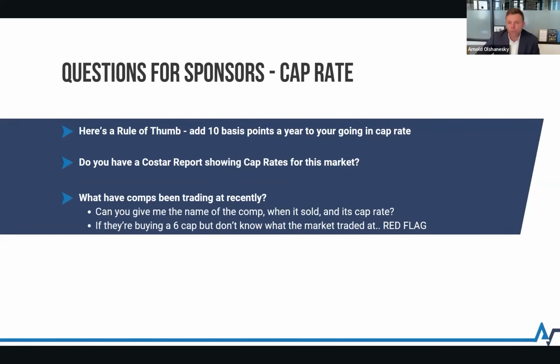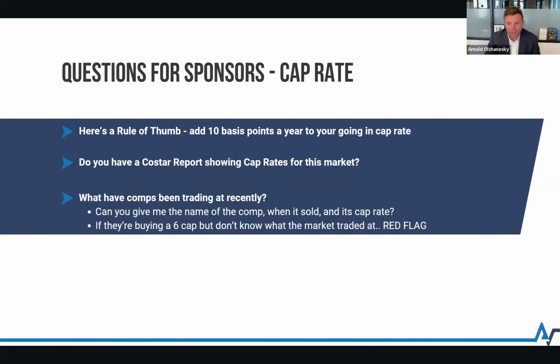Now, the other thing you'd want to do is make sure that your sponsor isn't buying a 4-cap property in a 6-cap market. Because if you're overpaying for a property when you're buying it, it's going to be very hard to make money on it. So here's how you would do that. First, it's about asking a couple of questions. The first question is, if we're buying this at a 5-cap, Mr. and Mrs. Sponsor, can you tell me the name of the comp that traded in the last year? You want something that sold in the last 12 months. And can you tell me the cap rate that it sold at?